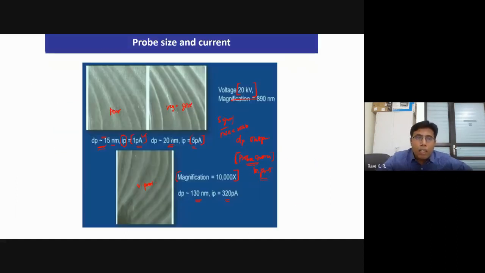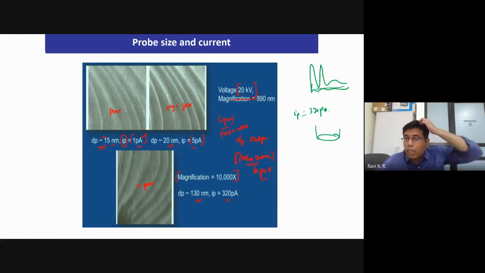So at this point, when you keep on decreasing, let's say at IP 320 picoamps, the probe diameter is high. But the signal to noise ratio is better. This is your signal and this is your noise, and the signal is better. You can easily eliminate the noise and you can get the signal.